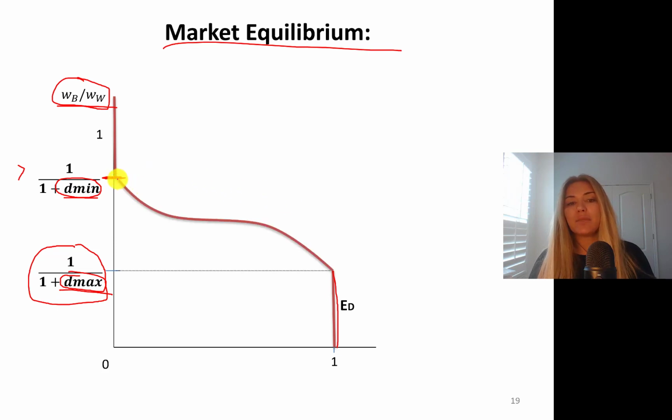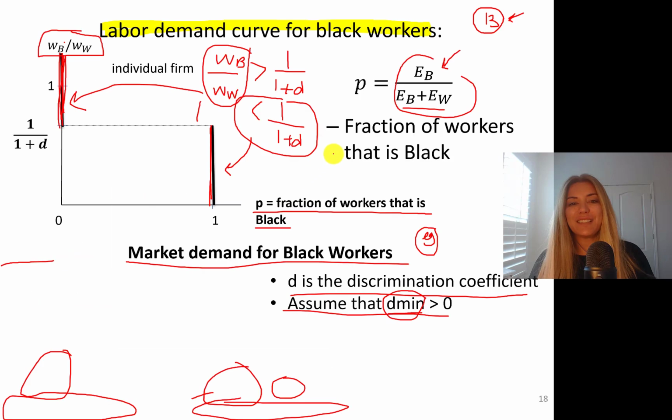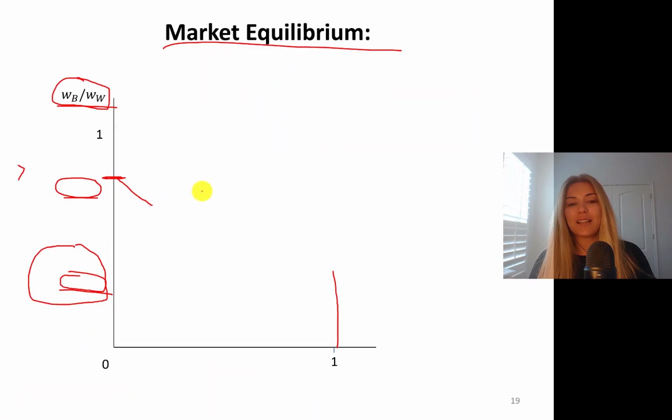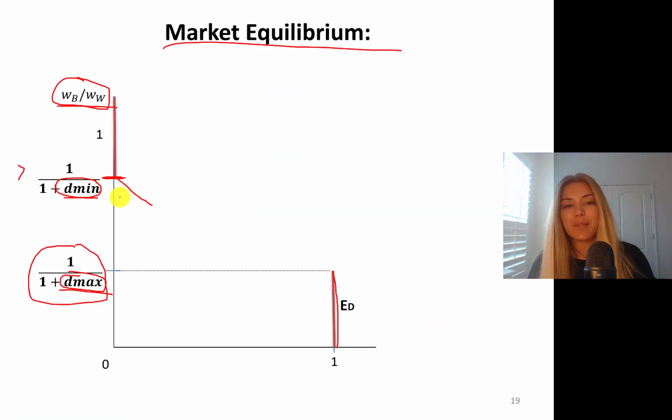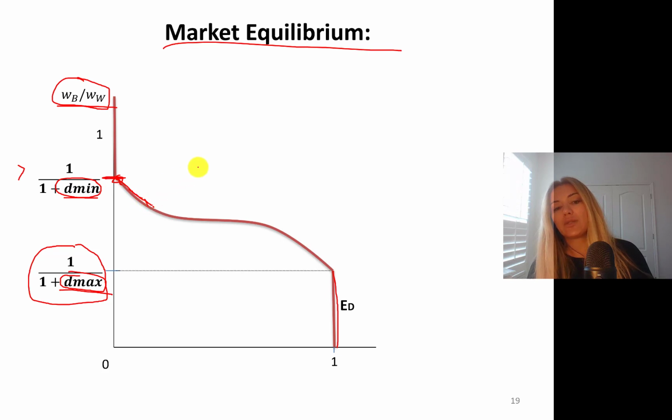And here is the medium part. This is basically this frequency distribution, right? This is exactly what we did in the compensating differentials chapter. You are seeing a PDF, a probability distribution function. You're adding up all those companies that are a little bit more and more discriminatory compared to this one, starting from the less discriminatory to the most discriminatory, and even the most discriminatory are hiring all black workers. So this is the labor demand for black workers in the market.